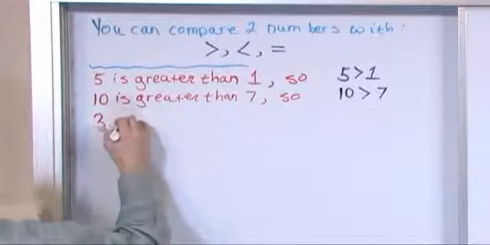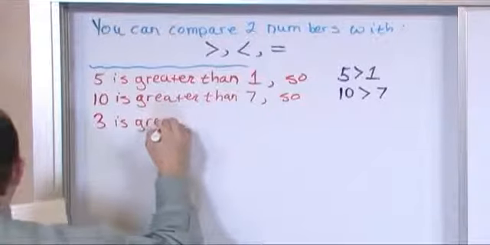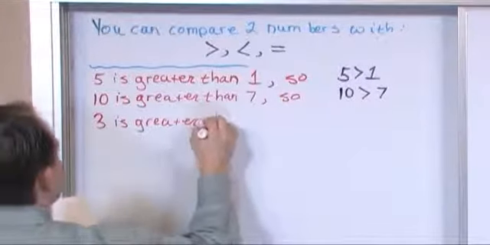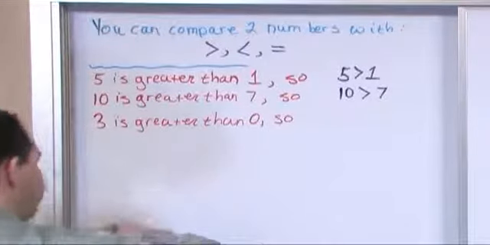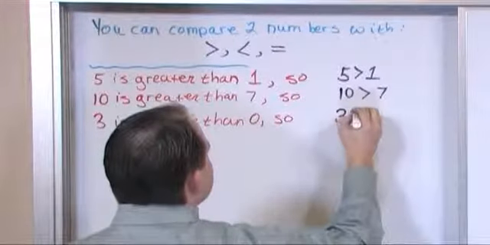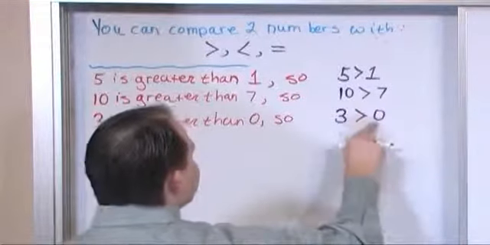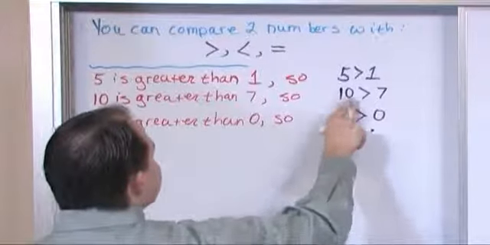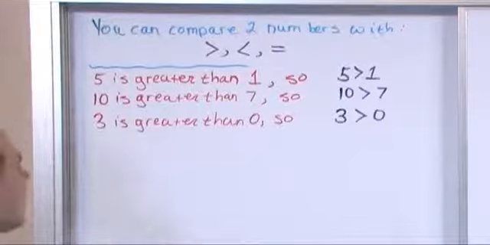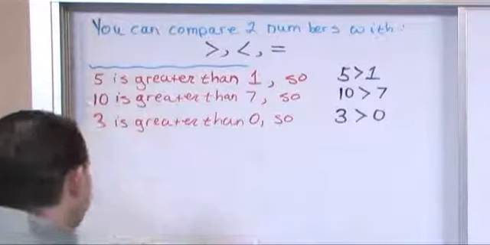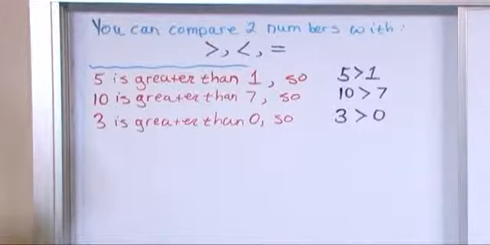3 is greater than 0, so 3 is greater than 0. It always points to the smaller number. The open end of these arrows is always next to the larger number that you're comparing, and the closed end is always next to the smaller number, and that's all that symbol is really trying to tell you.